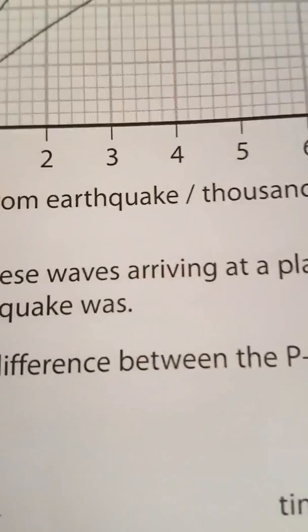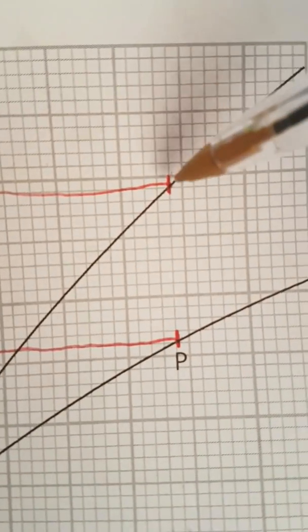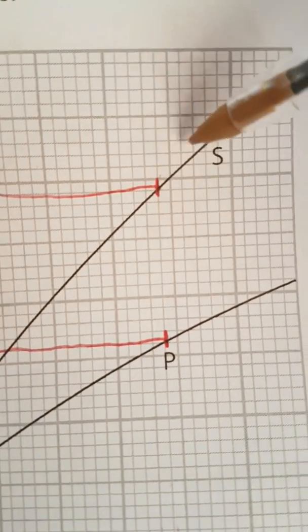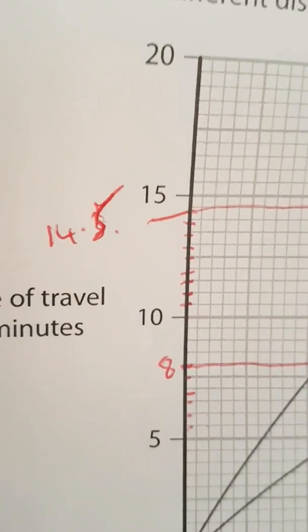The question wants 4,800 kilometers. So it's going to be 2, 4, 6, 8. Then you're going to mark off P and S. I should have really used a cross because that would have been better instead of these silly lines. And then you're going to read off the time at each point.